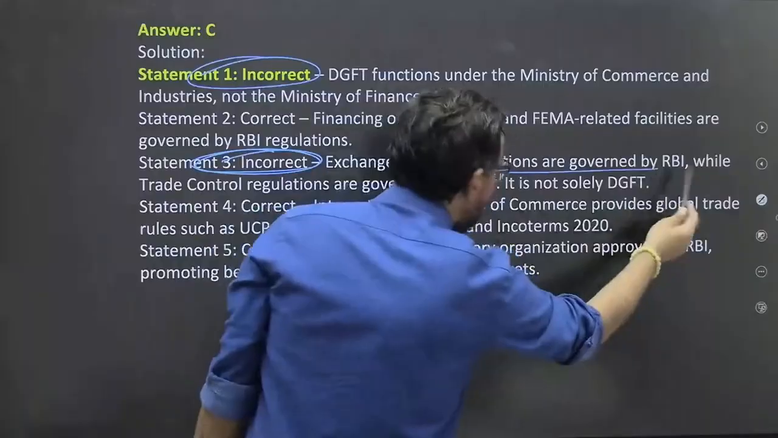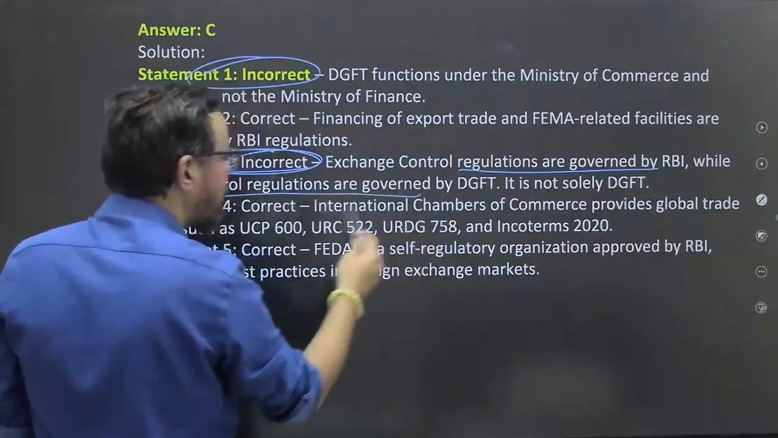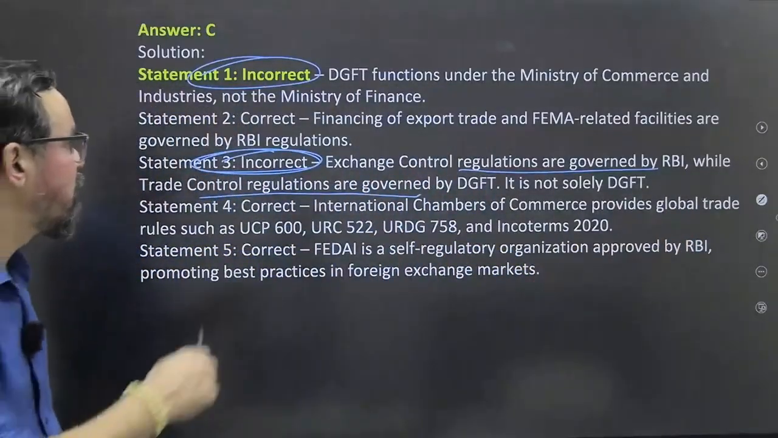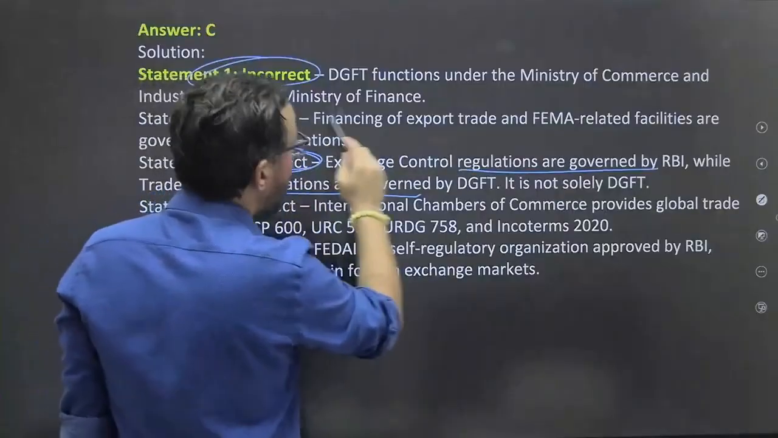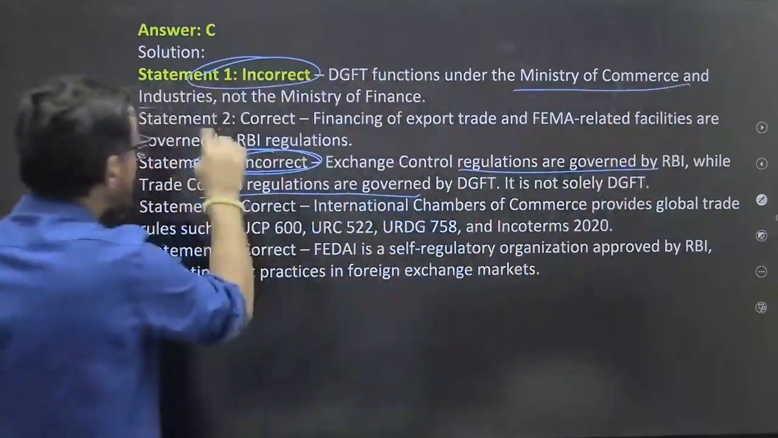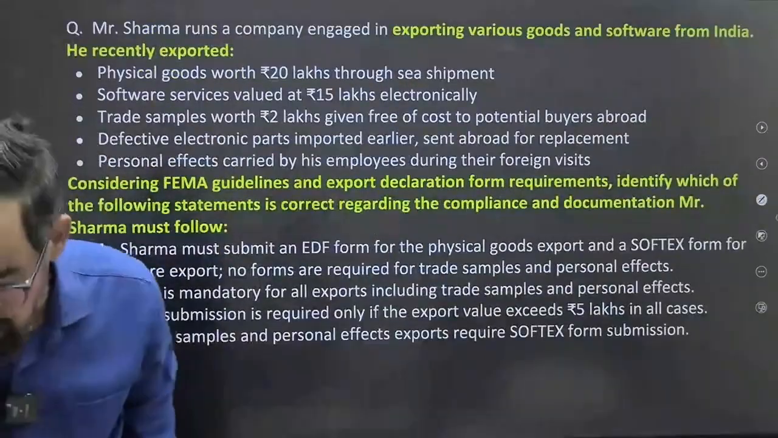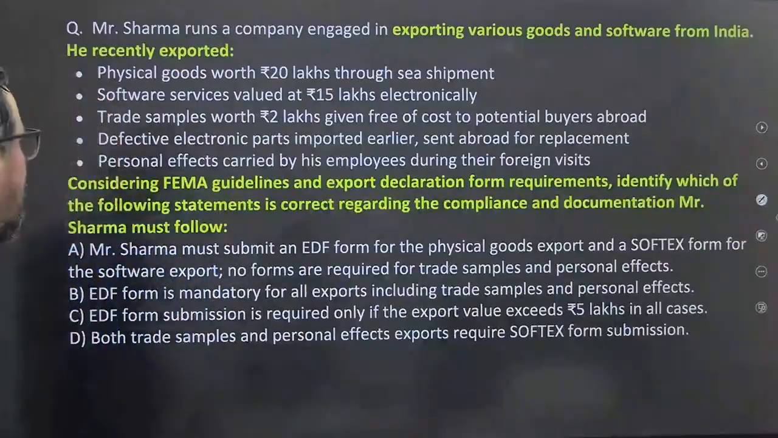Exchange control regulation governed by RBI and आपका trade are generally by DGFT. First one, it work under the Ministry of Commerce and Industry, ठीक है। So DGFT comes under Ministry of Commerce and Industry आपका, ठीक है। चलो आगे बढ़ते हैं.